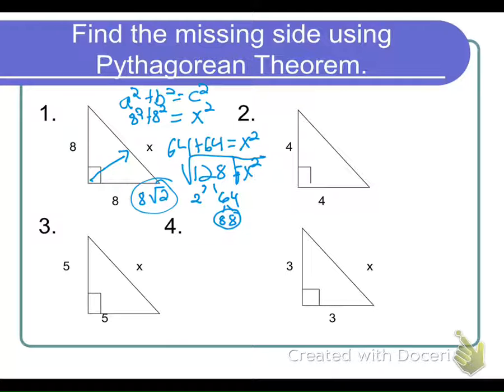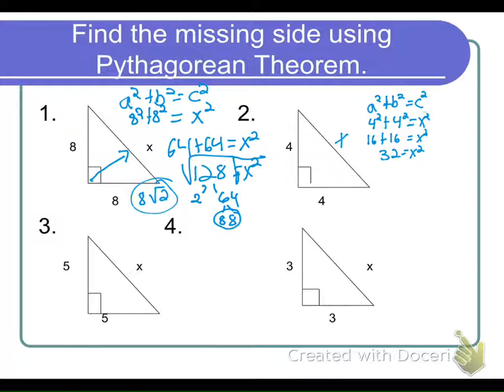Our next one goes on to, we have side lengths of 4, and we're looking for the hypotenuse again. So once again, we're using our Pythagorean theorem. A squared plus b squared equals c squared. A squared is 4. B squared is 4. C squared is what we're trying to figure out, or x in this case. I'll put it as an x to stay consistent. Okay, x squared. We have 16 plus 16 equals x squared. We have 32 equals x squared.